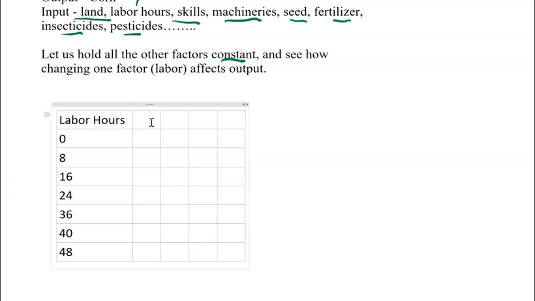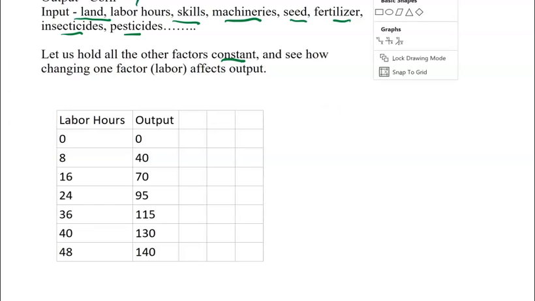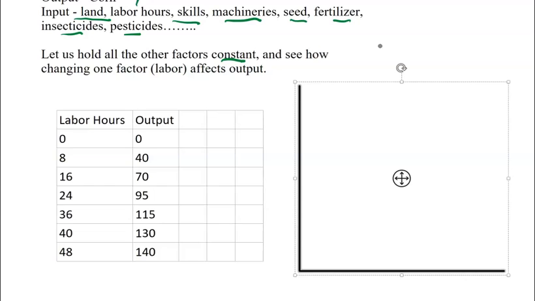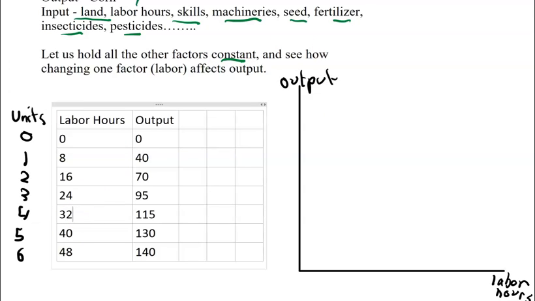Okay, and that's my output. Using these two pieces of information, I can draw my production function. So let us draw it. On my y-axis, I should have output, and on my x-axis, I should have labor hours. Instead of labor hours, I could also have added units of labor, so it would be 0, 1, 2, 3, 4, 5, 6. Let's make this 32 instead of 36. It would be easier.